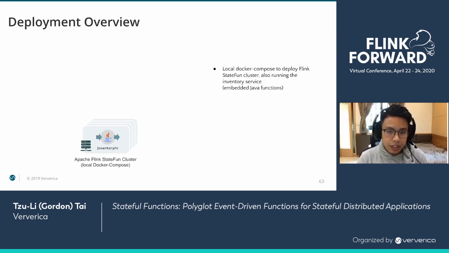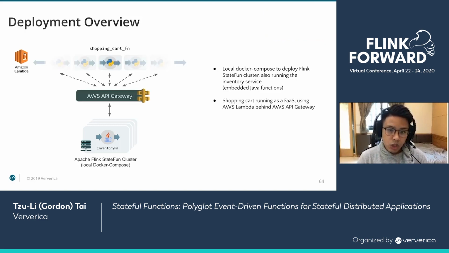Now the actual deployment of the demo looks like the following. A Flink stateful cluster is deployed locally on my computer using Docker Compose. It would deploy the stateful master and all the workers, which also has the Java embedded inventory service functions running within it. And then the shopping cart Python functions are run using AWS Lambda behind AWS API Gateway, which provides the service endpoint for these Lambda functions.